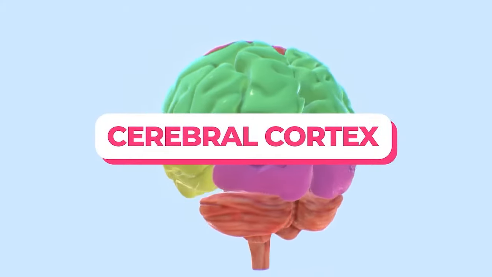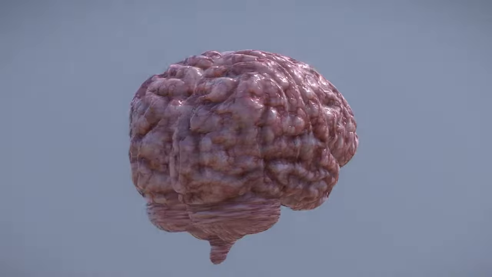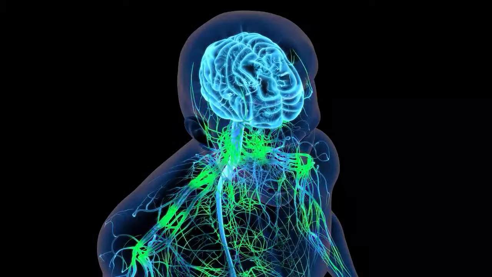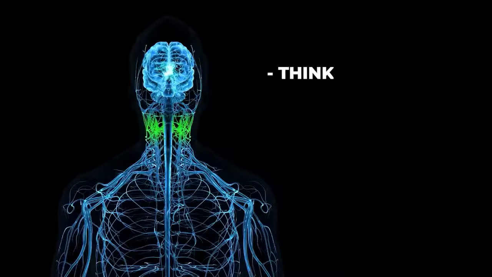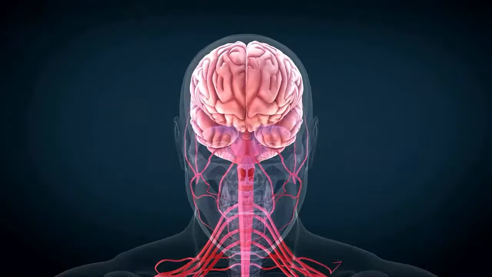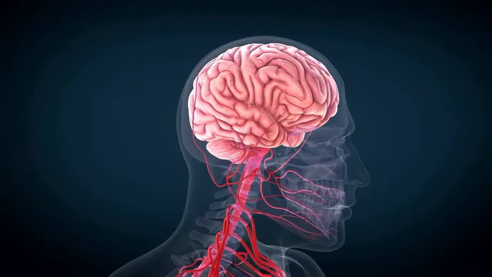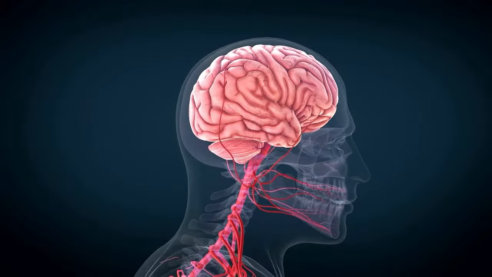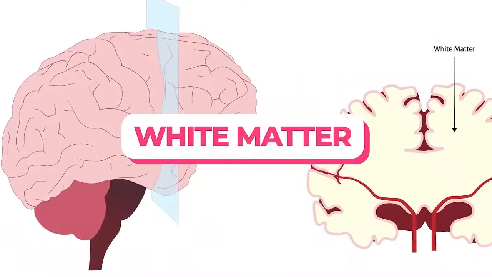Cerebral cortex. This is the outermost layer of the cerebrum and is composed of gray matter. It is densely packed with nerve cells and is responsible for higher cognitive functions, including thinking, perceiving, producing and understanding language. The thickness and structure of the cerebral cortex can vary across individuals and has been associated with various cognitive abilities and personality traits.